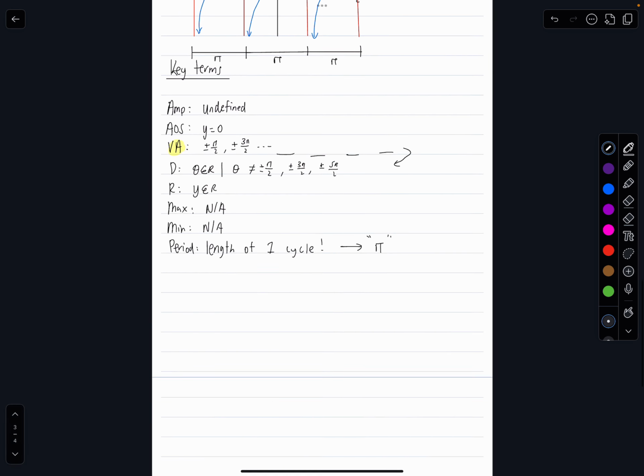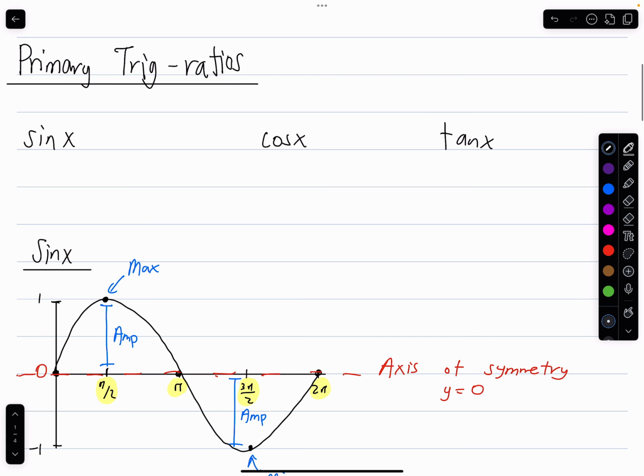So there you have it, guys. You know the tan x graph, the cos x graph, and the sin x graph with the key terms. These are your primary trig ratios.